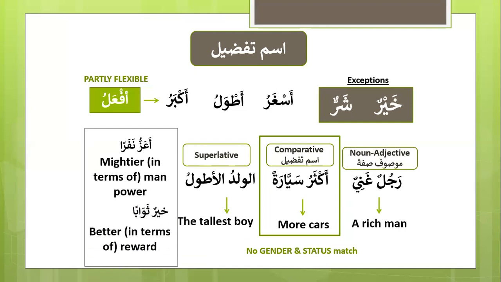Then you have khairun thawaban. So khairun is better. Now, better again is vague, incomplete. So you can say better in terms of reward. I put this in brackets just to make you understand that "in terms of" is clarifying that it's better in what way. So that is how the tamiz works. It specifies.